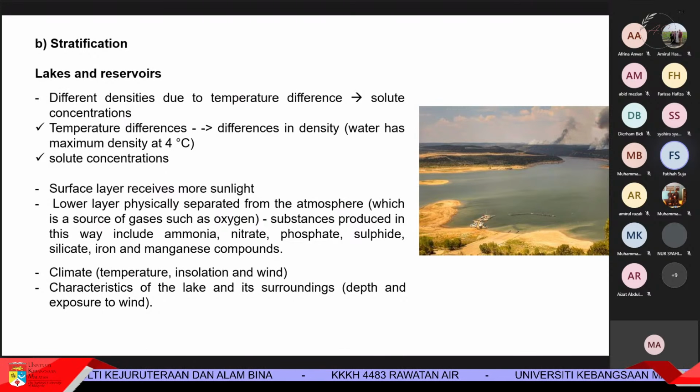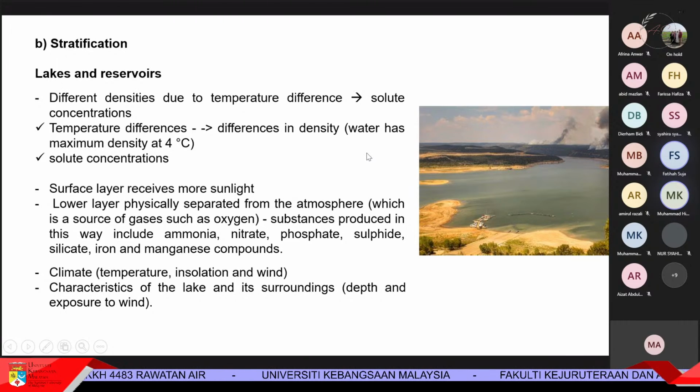But usually if you have different temperatures, then you will have two water bodies, instead of only one water body in one lake or reservoir. So water quality in the two water bodies is also subject to different influences, not only temperature. For example, the surface layer receives more sunlight, and the lower layer is physically separated from the atmosphere, because it is at the lower layer.